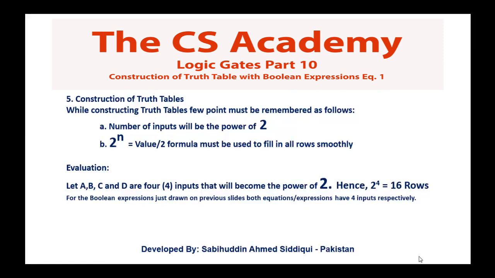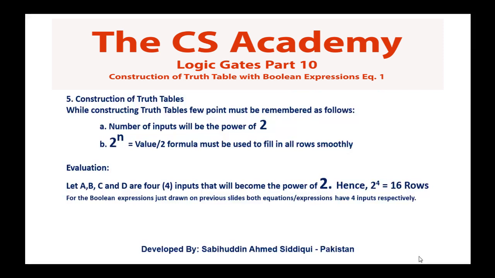Now, construction of truth tables. First of all, while we construct the truth tables, students must know some points to remember to correctly evaluate the number of inputs and the number of combinations for the truth tables. The number of rows will be a power of 2: 2 raised to the power n, and then divided by 2. This formula must be used to fill in all the rows smoothly.